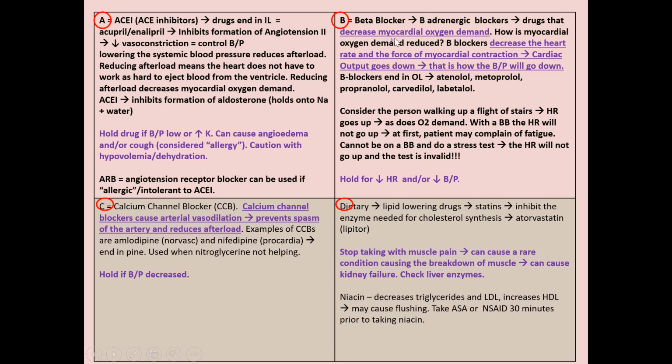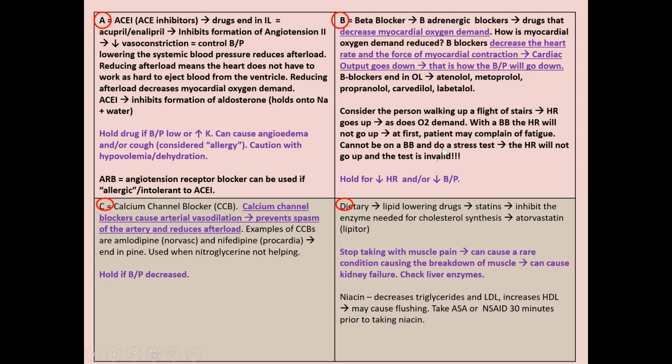Well, we talk about the beta adrenergic, and that is the beta, epinephrine that will cause the beta adrenergic receptors on the heart muscle to increase the force of myocardial contraction and increase the heart rate. Therefore, a beta blocker will decrease the heart rate and decrease the force of myocardial contraction. And that's how the blood pressure goes down, because the cardiac output goes down. So we know that beta blockers end in -olol, and there's different kinds of beta blockers, beta 1 versus beta 2, not necessary that you know about.